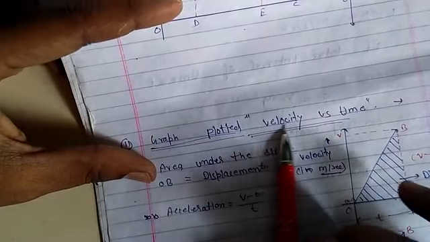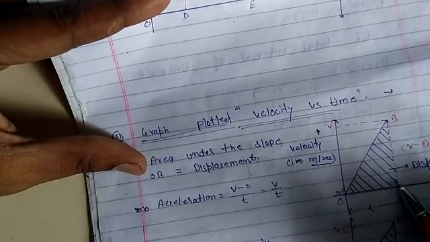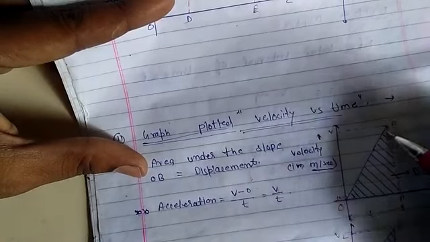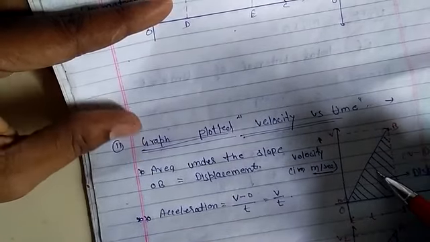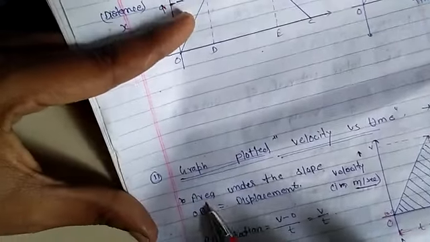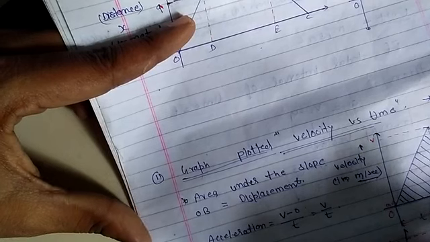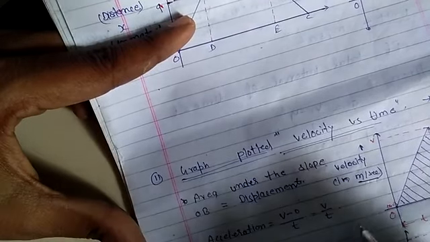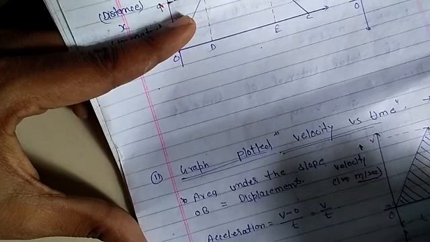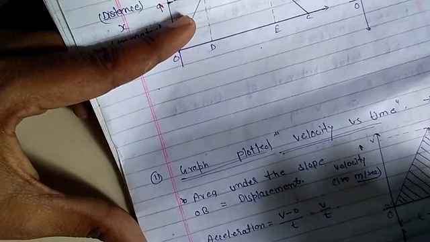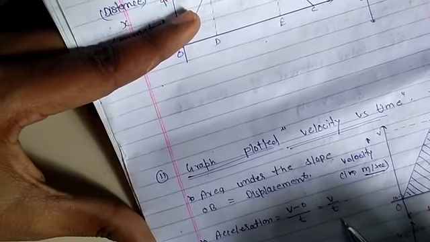The graph plotted velocity versus time. This is the slope of velocity and time. In this graph OB, the slope of OB represents the acceleration. The area under the slope OB is equal to displacement, and acceleration is equal to change in velocity, v minus 0, upon t minus 0, meaning the interval of time is t and the change in velocity is v. So the acceleration is equal to v by t.